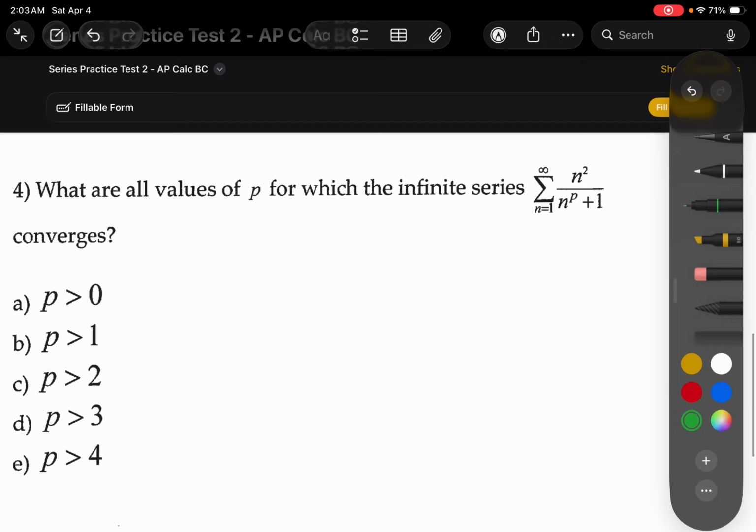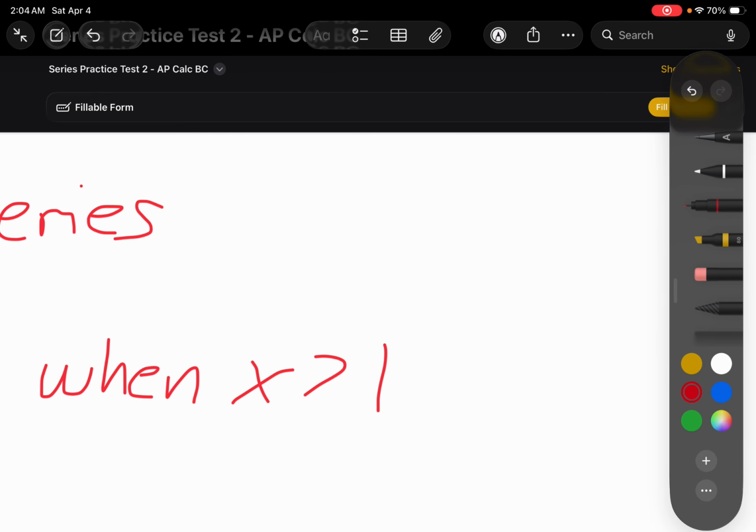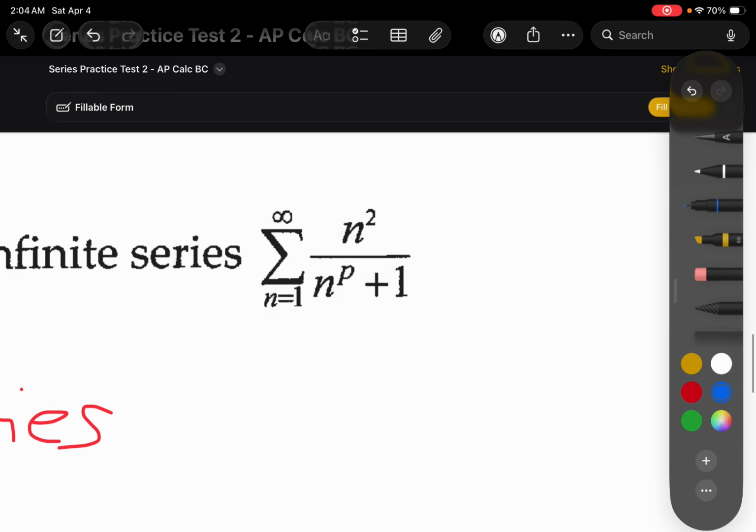Number 4 asks, what are all values of p for which the infinite series converges? So we're trying to find... this is a p series, and it converges when p is greater than 1. So we can simplify this infinite series here. A little trick: remove that 1, since that is represented as n to the 0, and that won't really do much for our future problem.